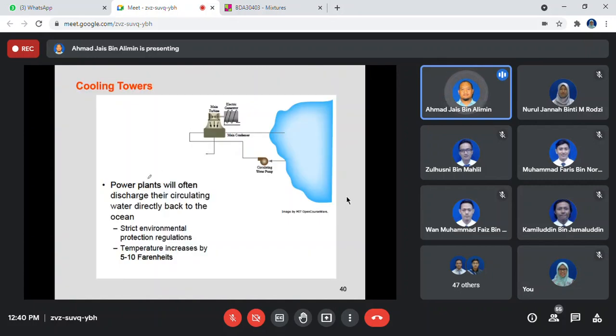So power plants will often discharge their water into the ocean. Sometimes you need to discharge the water. Okay, but you cannot just dump the water into the ocean because there are some regulations, because you don't want to damage the ecosystem closer to the coastal line and so on.